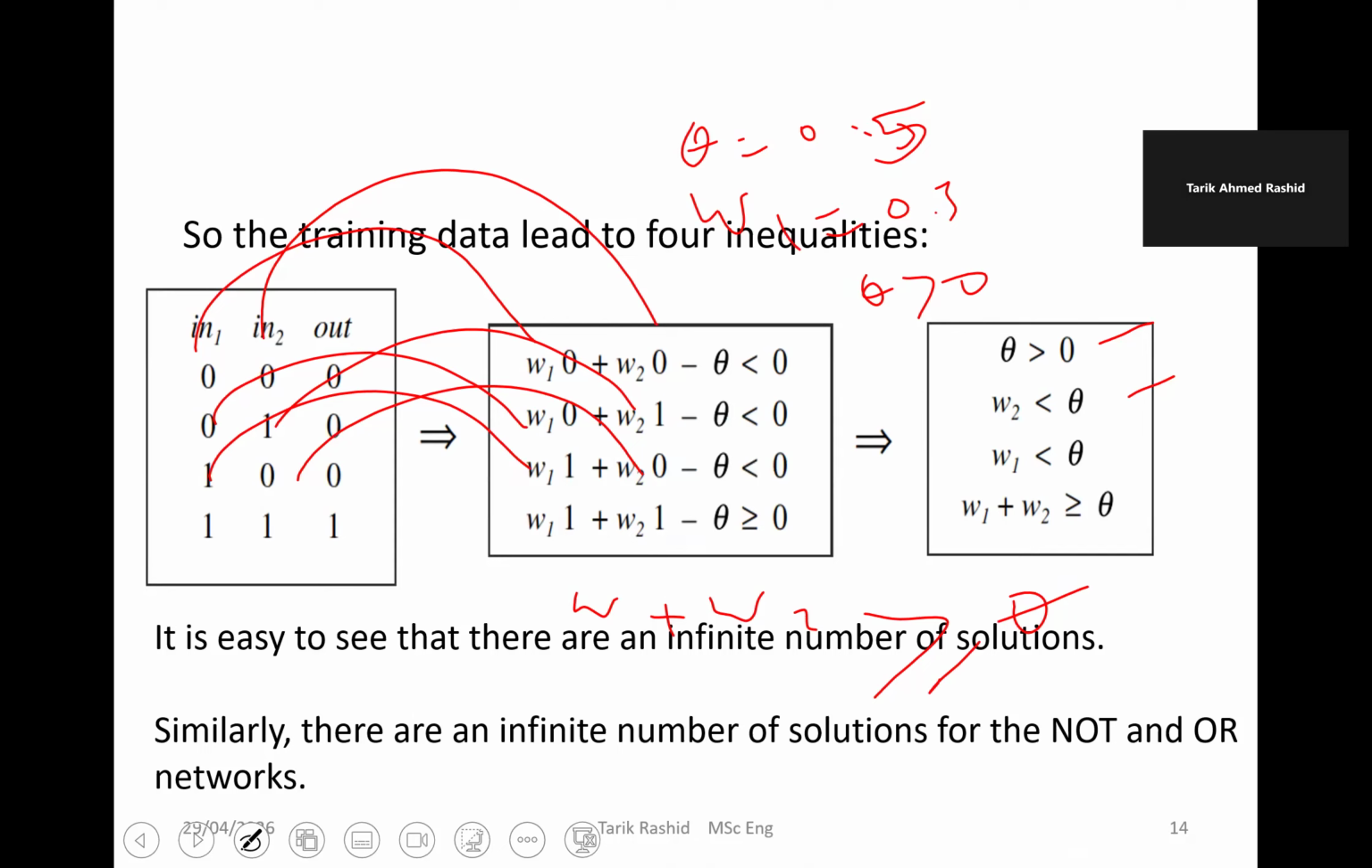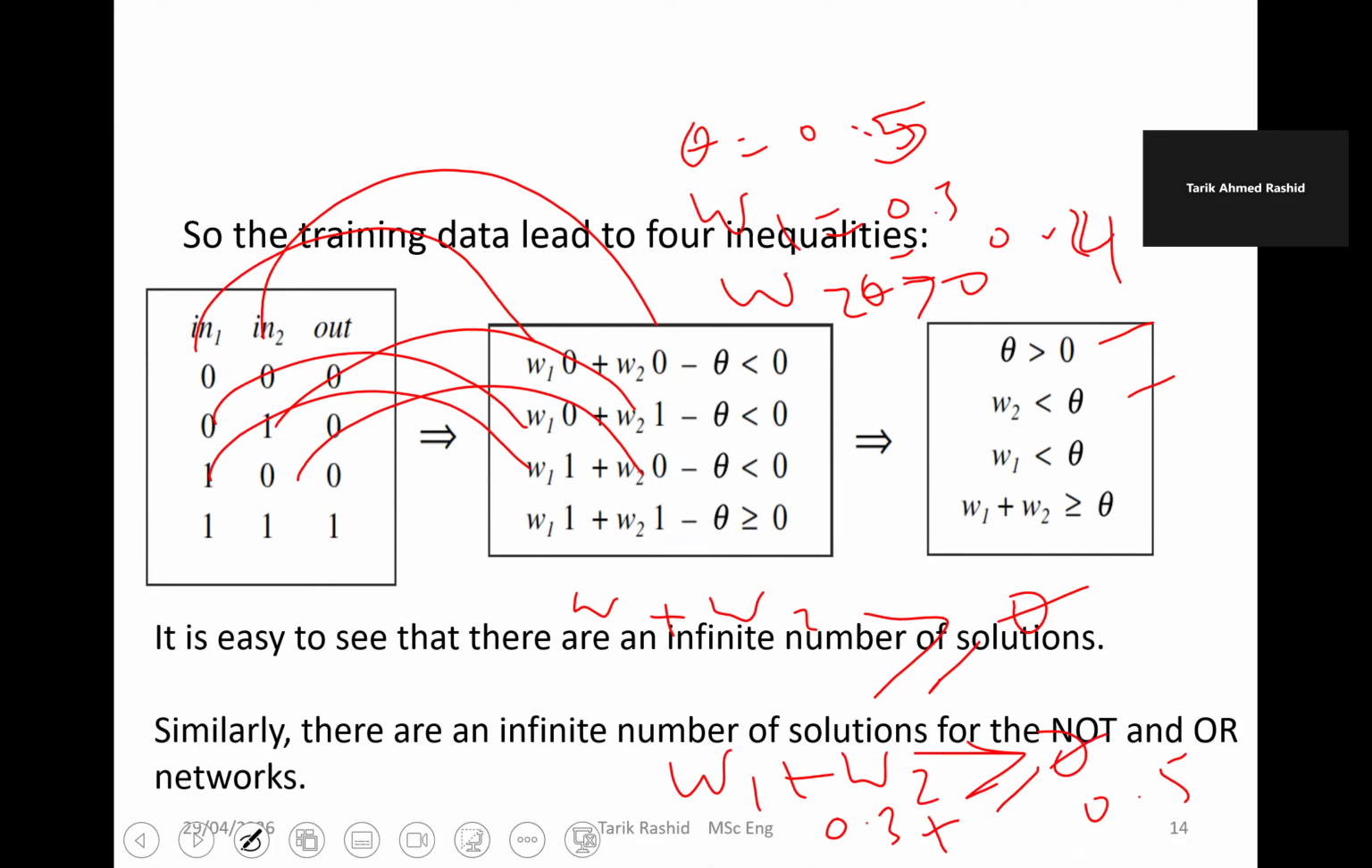W2 is less than theta. W2 is 0.2, or 0.4 let's say, still less than theta. So W1 plus W2 should be greater than or equal to theta, and theta is 0.5. W1 was 0.3 plus 0.4, that is 0.7. So it is greater than or equal to 0.5. That's correct, so this equation is correct.